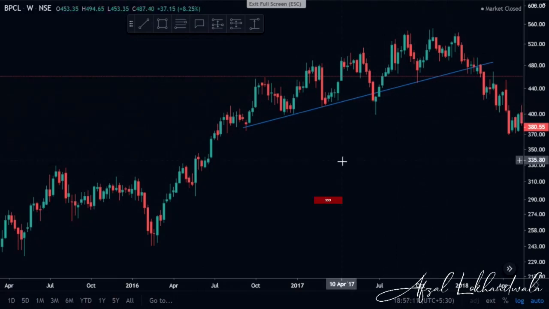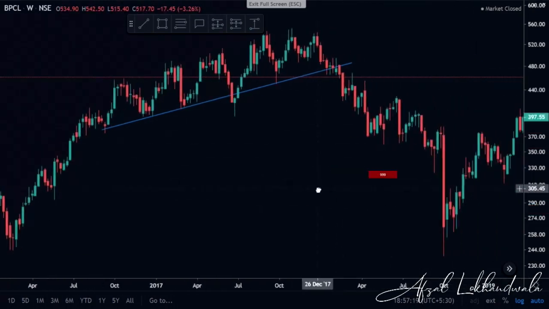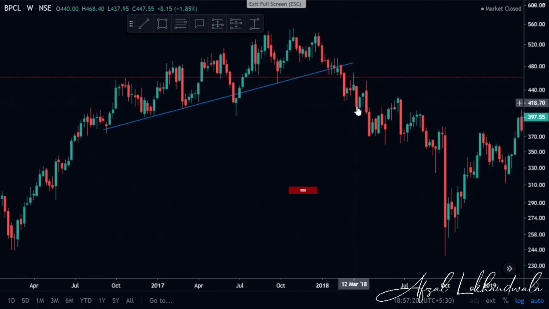The trend line got finally broken here, and when it got broken, look at the fall. There was a waterfall after the trend line break, and there was also a clear change of trend. Earlier, the price was making higher highs and higher lows. When this trend line was broken, the price started to make lower highs and lower lows.